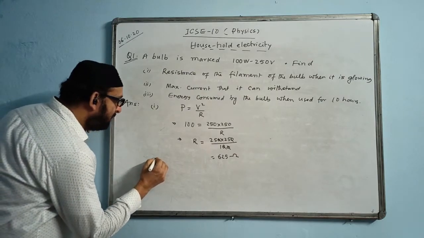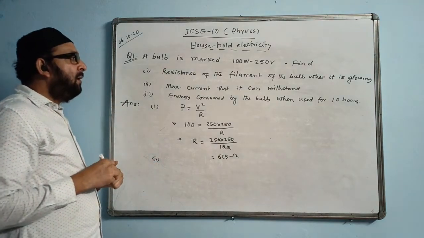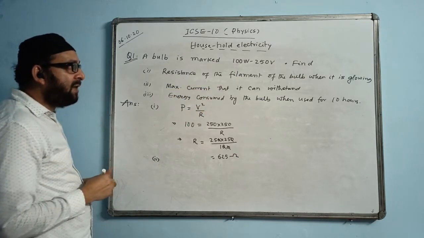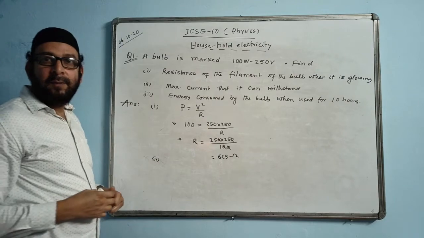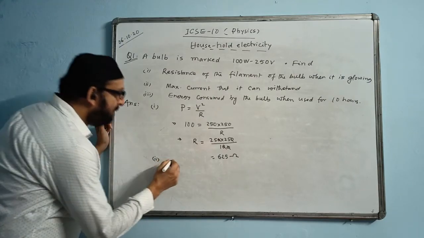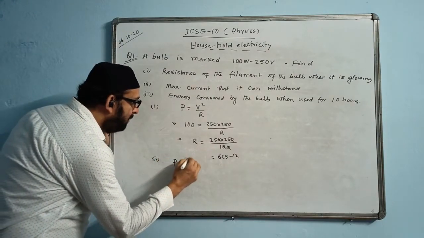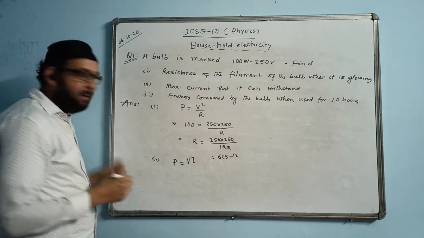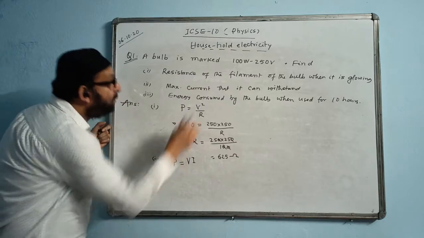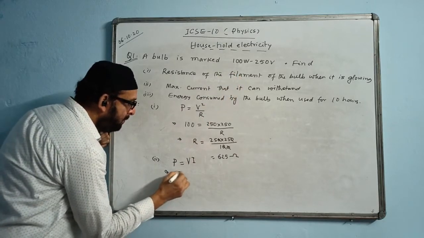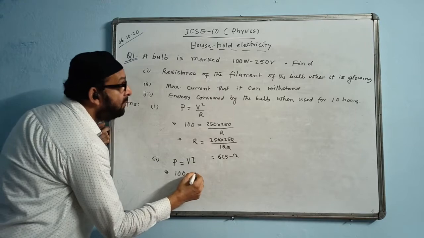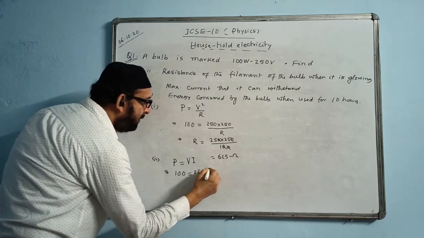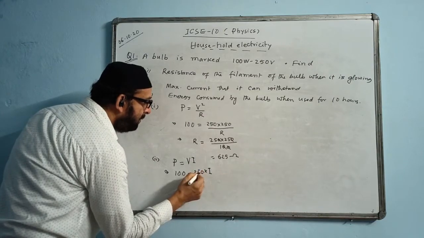Now the answer for the second part. We have to find the maximum current that it can withstand, that it can tolerate. For that we use P equal to VI. Power is equal to voltage into current. So the power value we put is 100. Voltage is how much? 250 we have. Find the value of current.